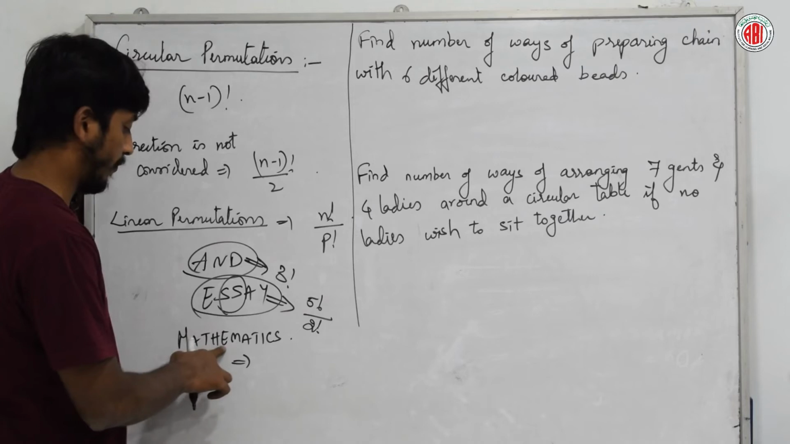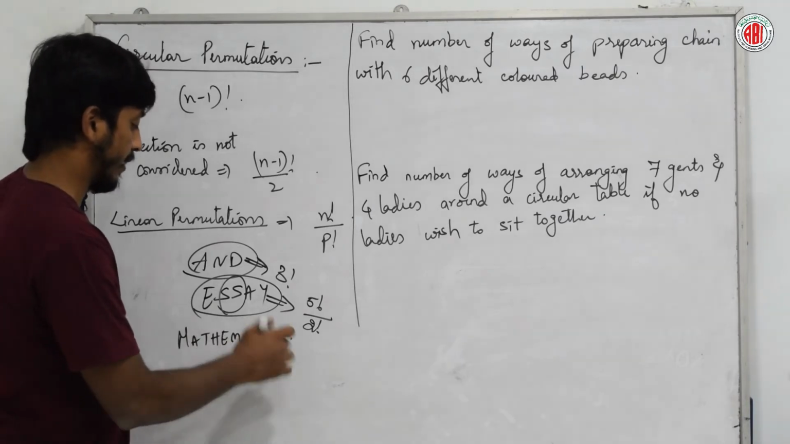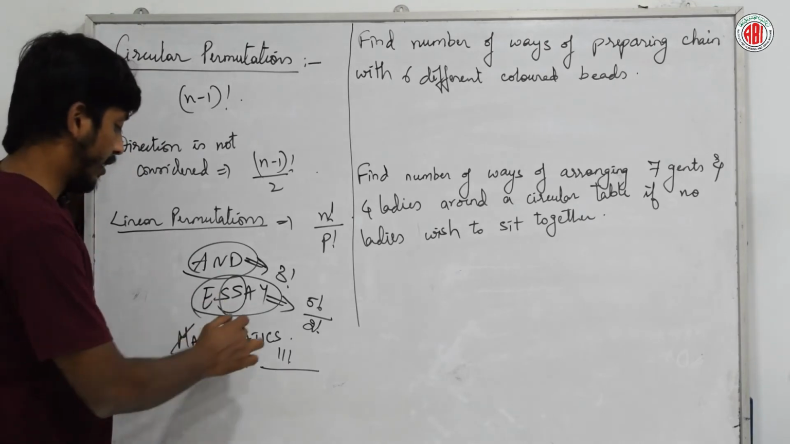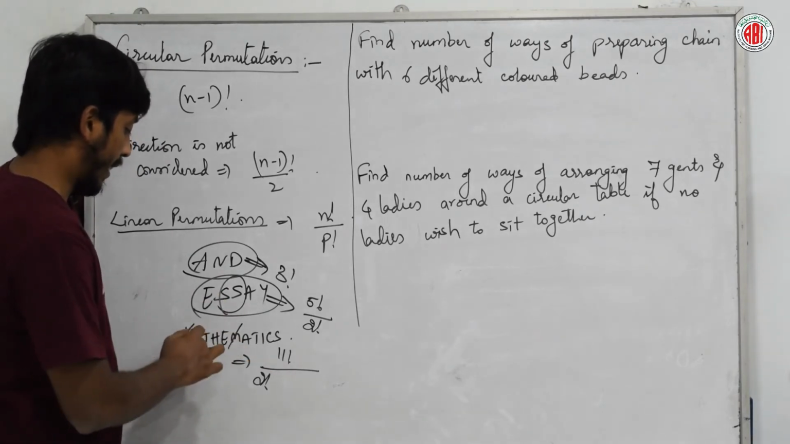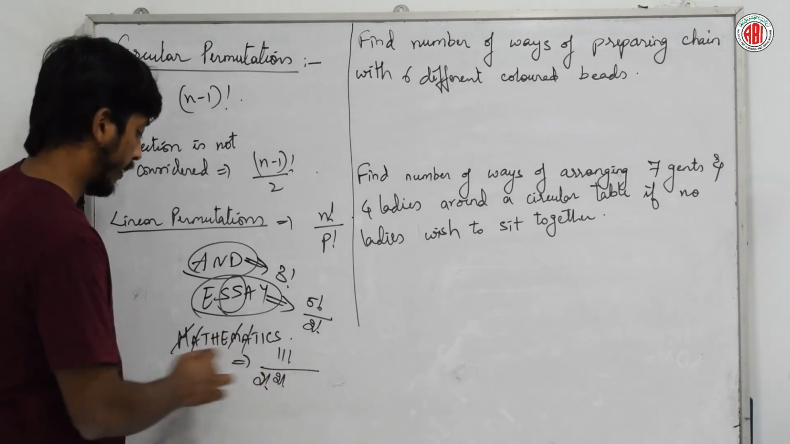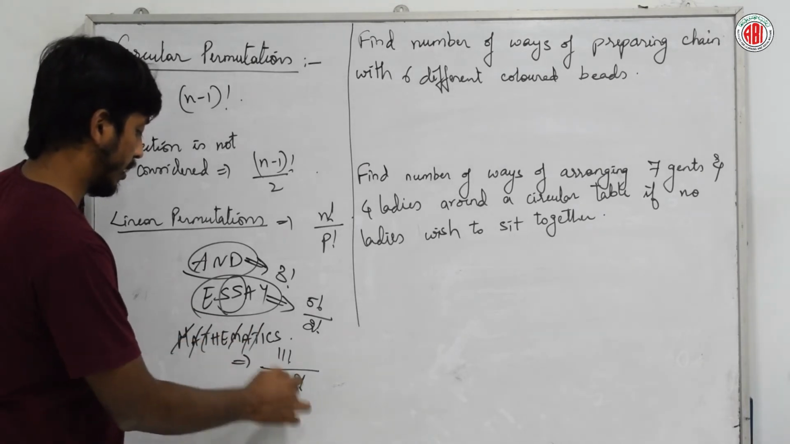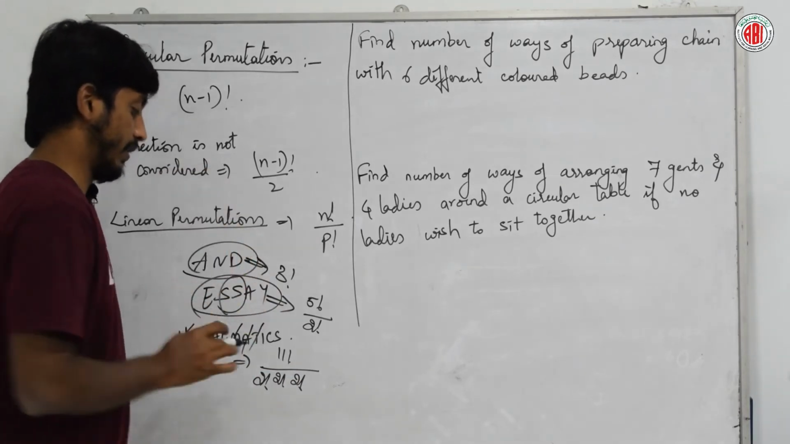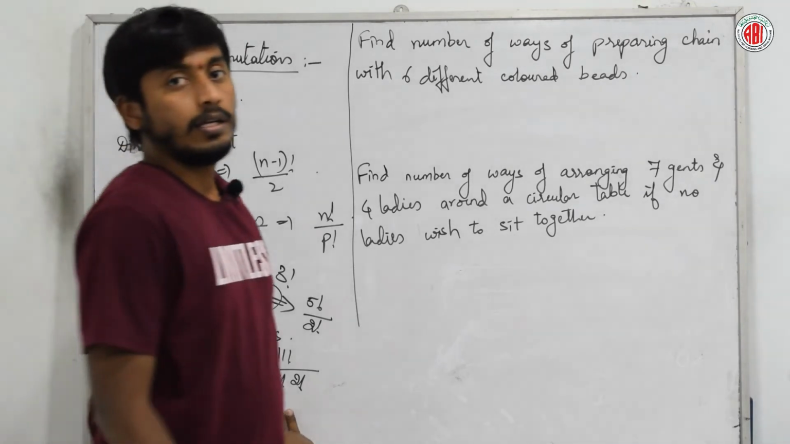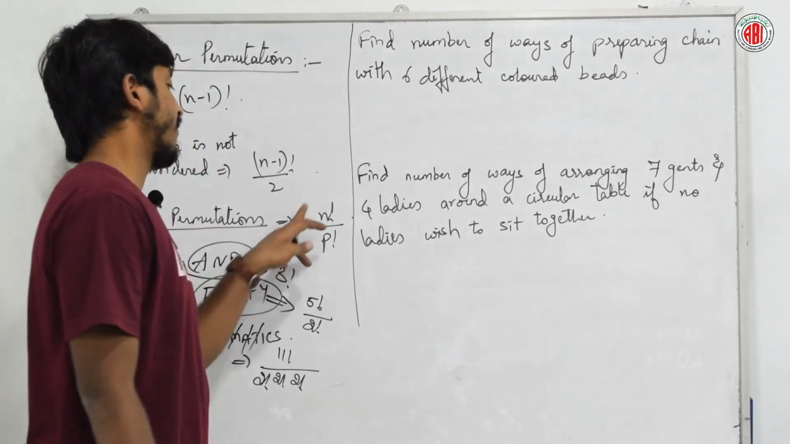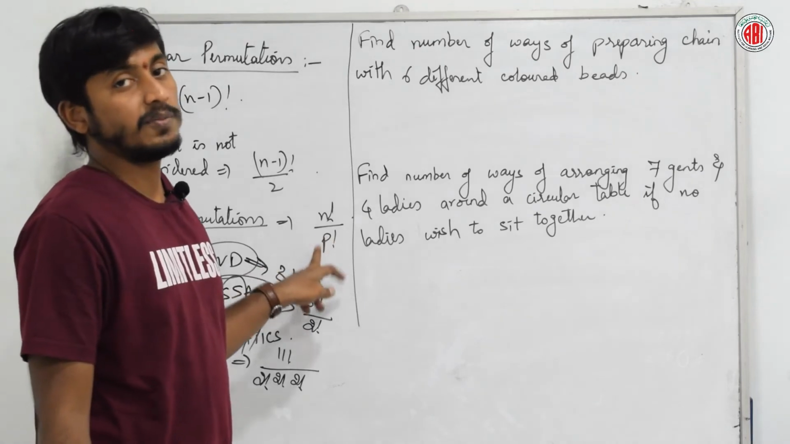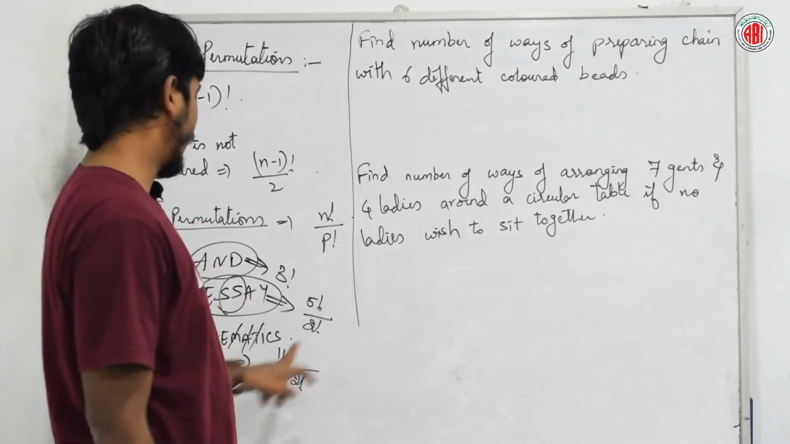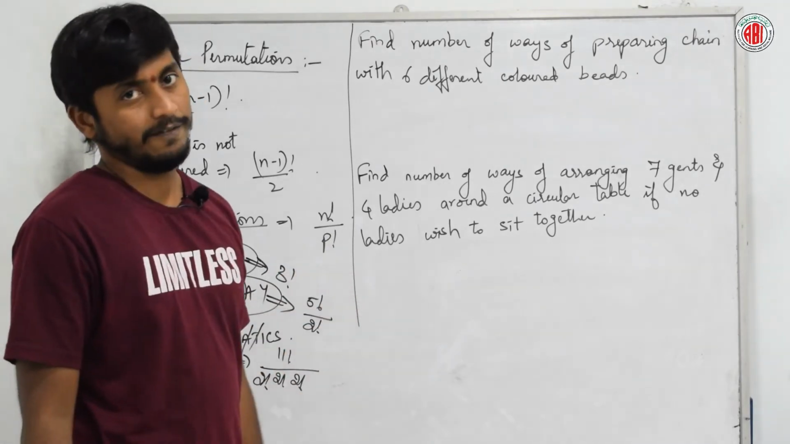1, 2, 3, 4, 5, 6, 7, 8, 9, 10, 11. 11 factorial by how many are repeating? M1, M2, A1, A2, T1, T2. Next H not repeating, E not repeating, I, C, S not repeating. So did you understand? The linear permutation is always given by n factorial by p factorial. This p is nothing but the number of repetitions. If there are more repetitions, we can just write everything in the denominator itself.